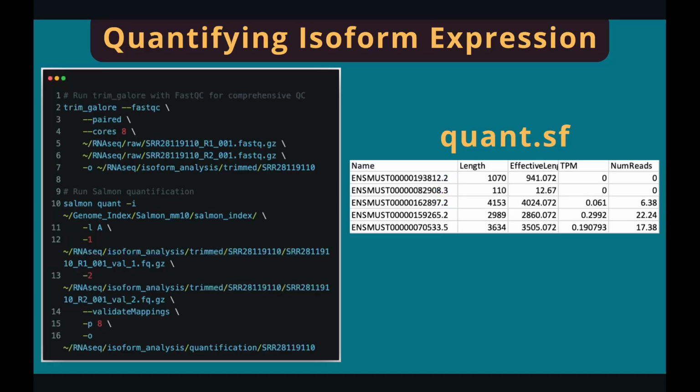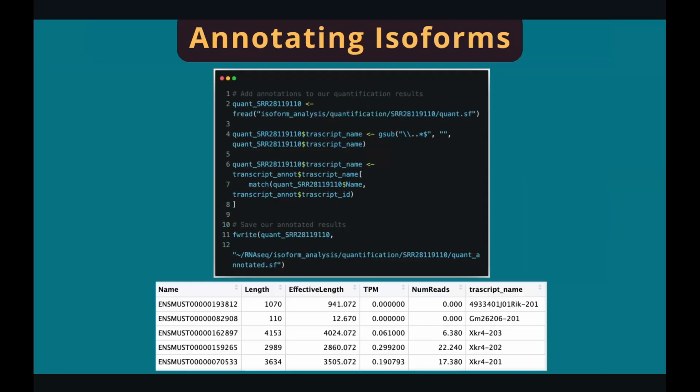We don't need them for annotation, so we remove them, and we map the transcript IDs in our annotation table with our IDs here. So we add a new column called transcript name. It has all the names of each transcript. You can rearrange the order of the columns to make it easier to read.